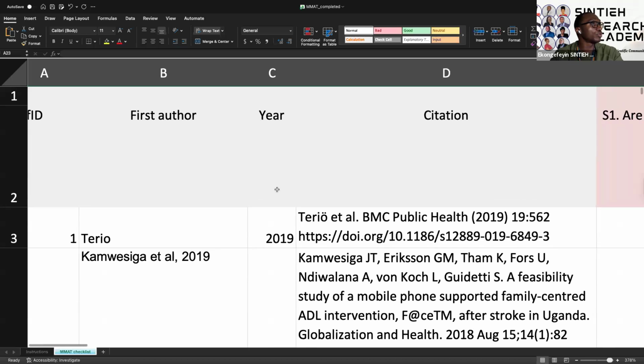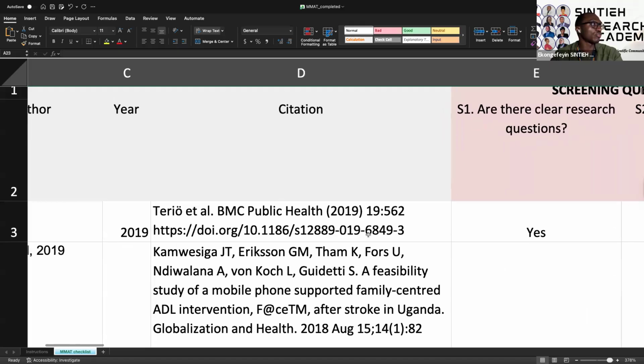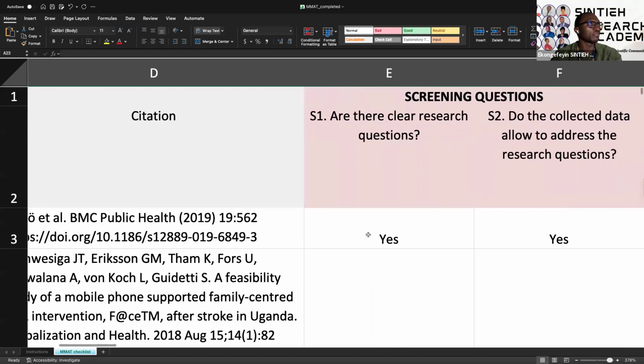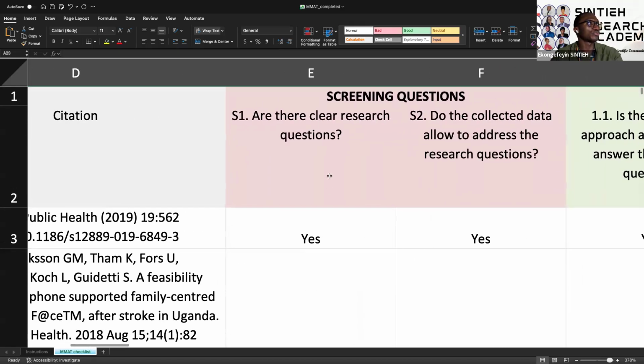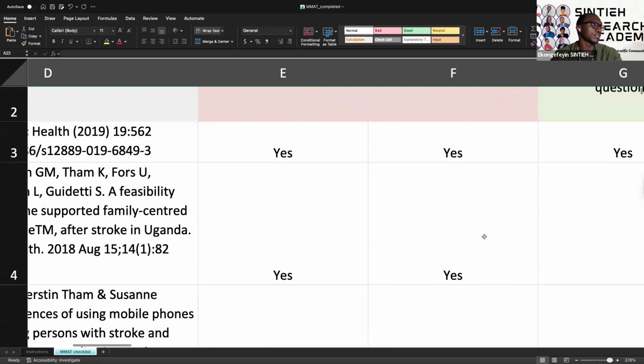And we go down and then you have the citation. All of this is just describing the study. But the very first part of the tool is the screening questions. The first question is, are there clear research questions? Do the collected data allow to address that research question? So you're going to say yes, yes, yes, yes, good.